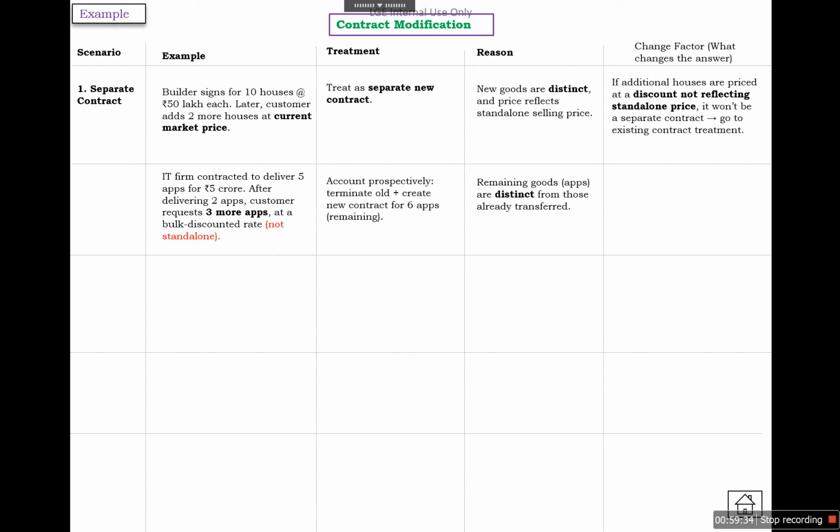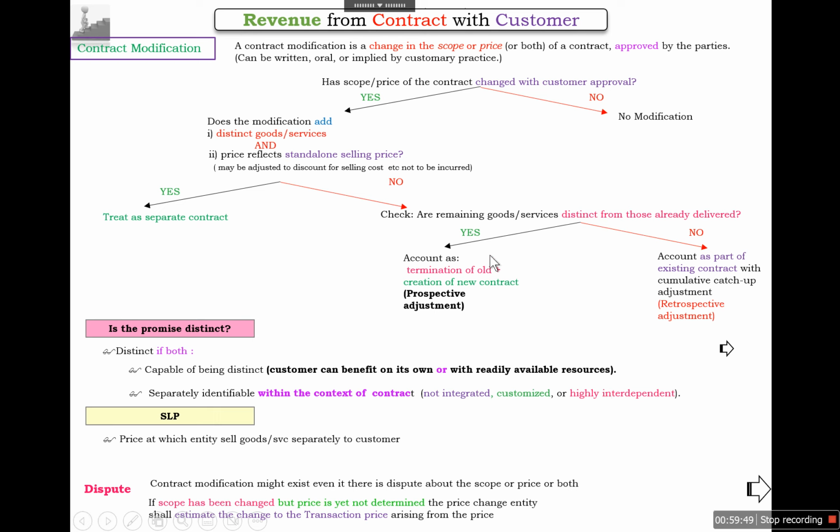The reason is that it is distinct. So what will change the answer? If the new app were not distinct, it would have a catch-up adjustment. So if the goods were not distinct, the first condition would have failed, and because the goods were distinct, we treated it as a prospective adjustment. But our answer would have changed if these goods were not distinct, and in this case we would need to do the retrospective adjustment.